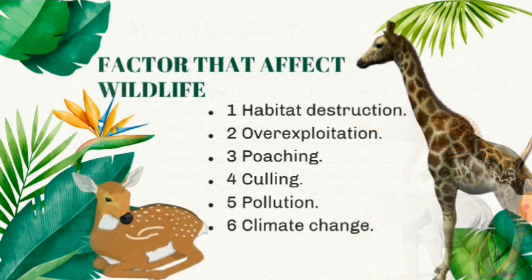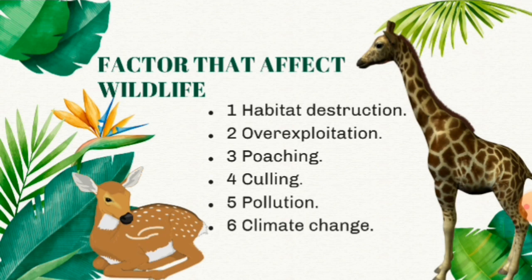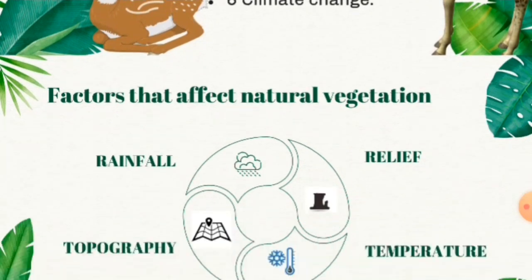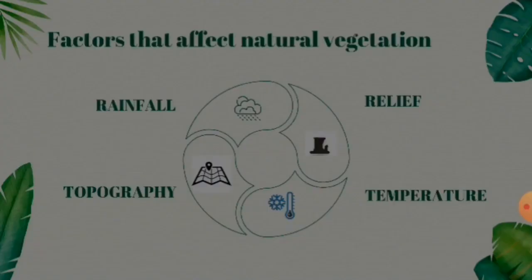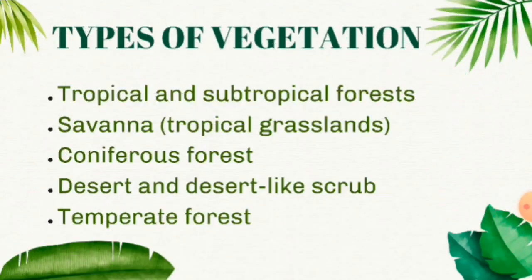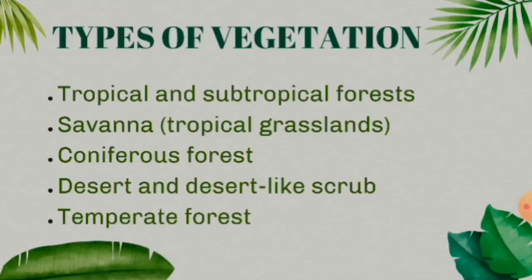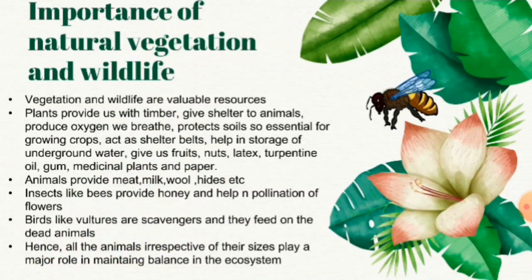So, the factors that affect wildlife are habitat destruction, overexploitation, poaching, culling, pollution, and climate change. The factors that affect natural vegetation are rainfall, relief, topography, and temperature. The types of vegetation are tropical and subtropical forests, the savanna grasslands, the coniferous forests, deserts, and the temperate forests.